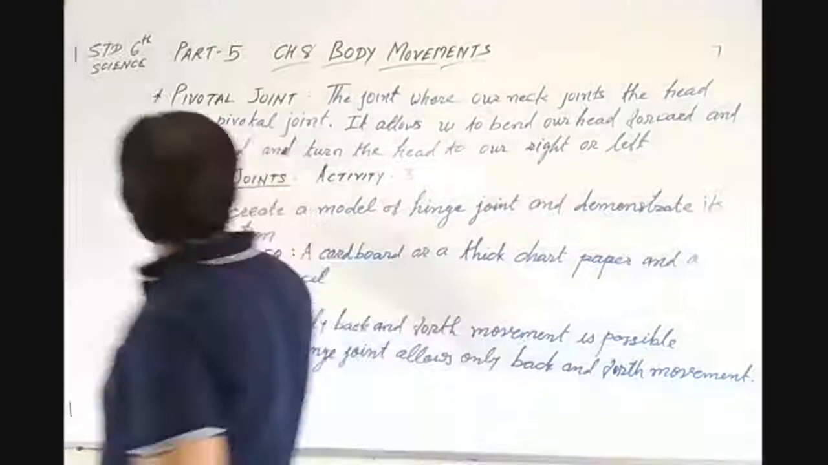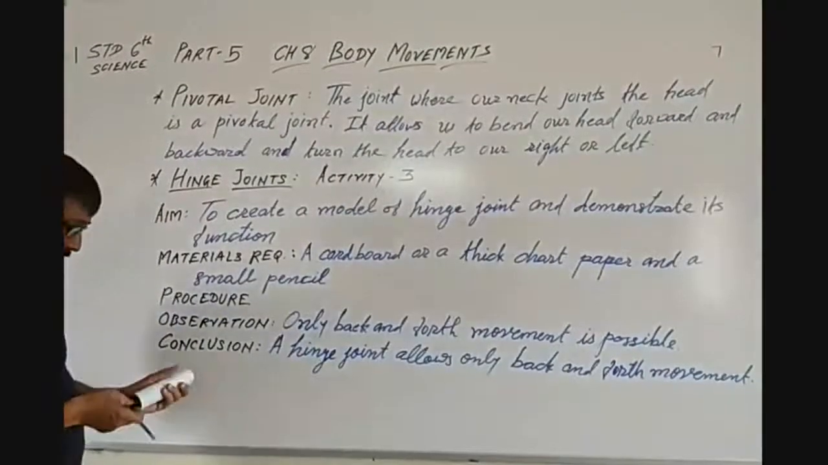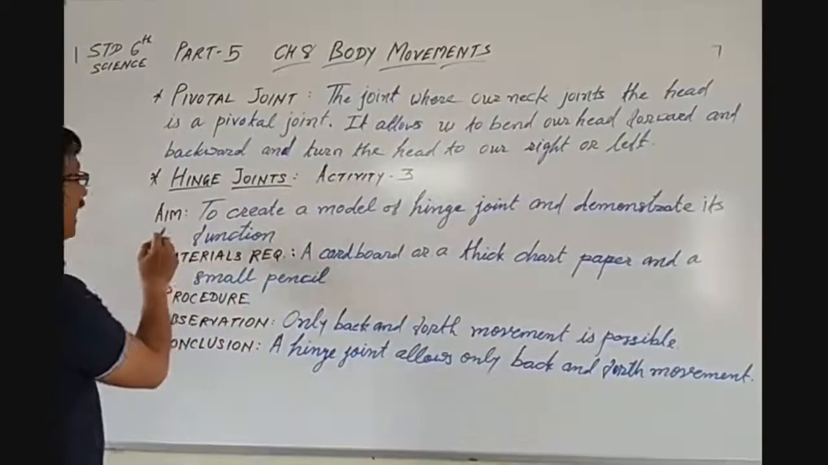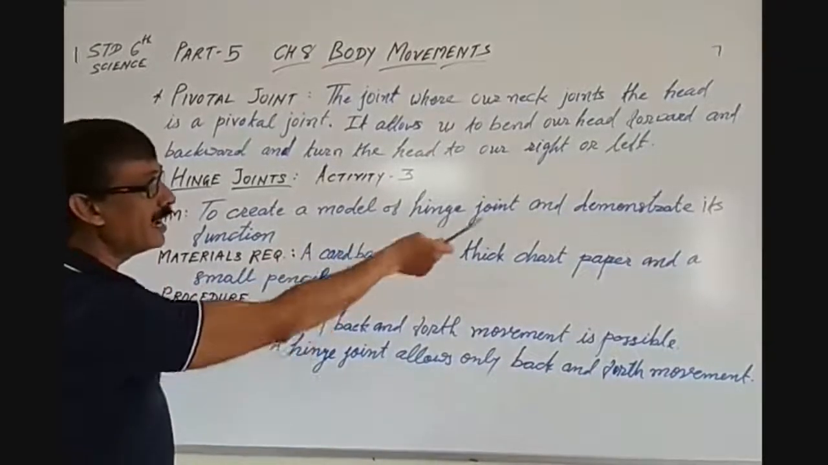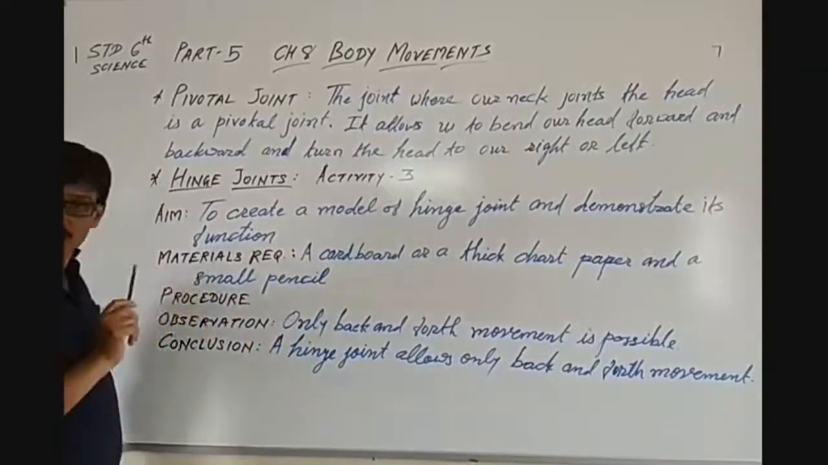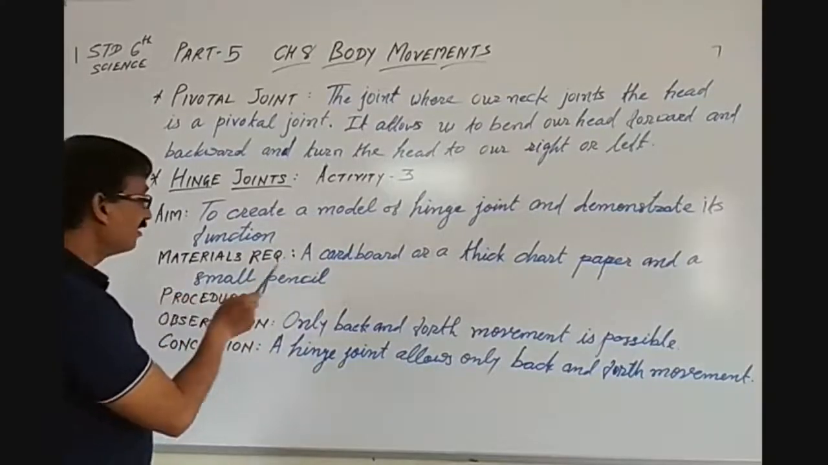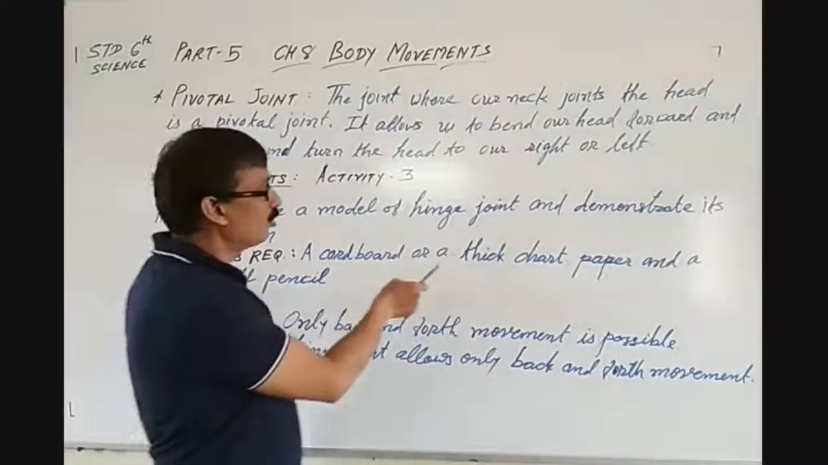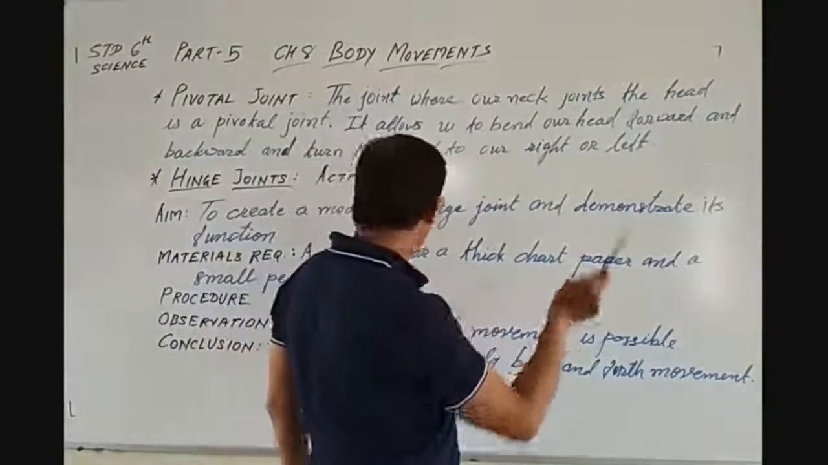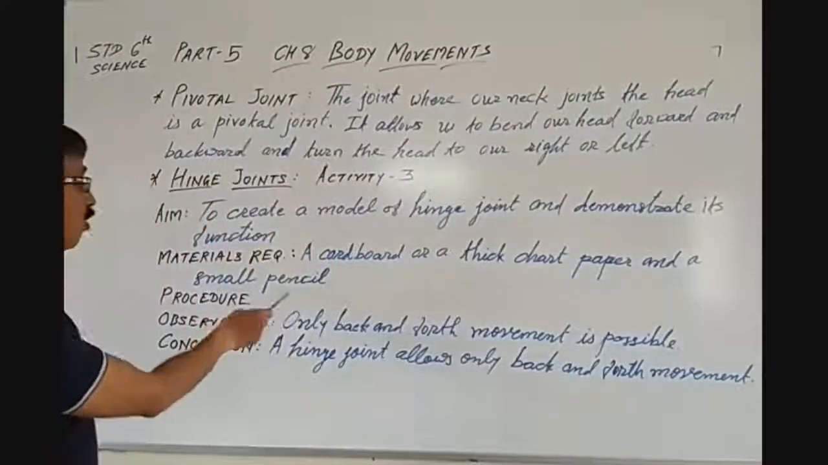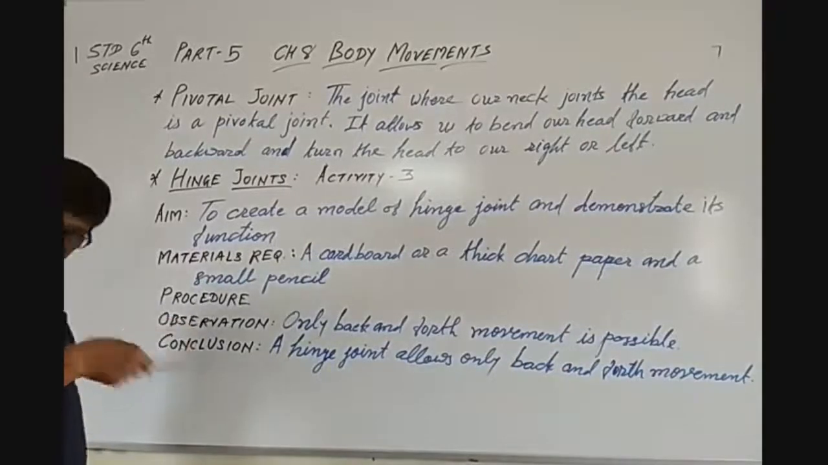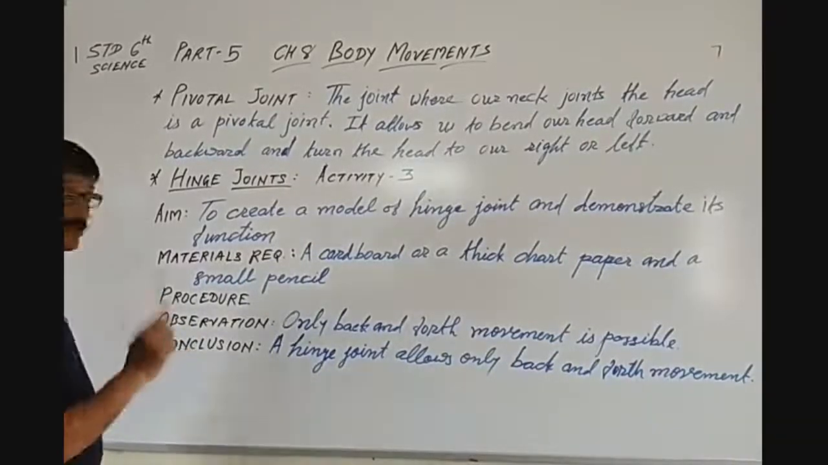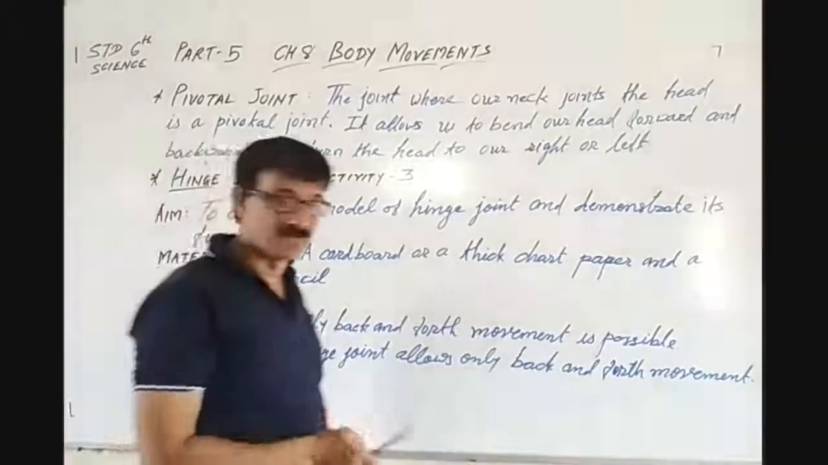See, this is hinge joint activity 3. The aim is to create a model of a hinge joint and demonstrate its function. Materials required: a cardboard or a thick chart paper and a small pencil. The procedure I will make you understand, and the observation we will discuss after that.